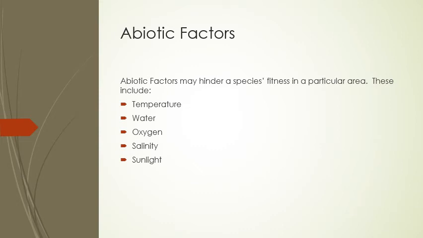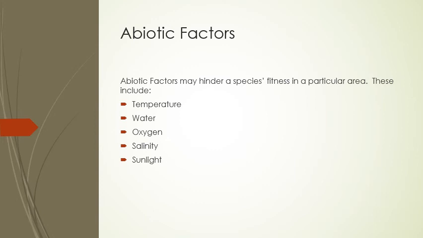Don't look at me. Not only are there biotic factors, there are abiotic factors. These abiotic factors, non-living, are going to hinder a species' ability to thrive in a particular area. Temperature, water, the amount of oxygen present, salinity, and sunlight. You guys know what salinity means? Salt. So how might temperature affect it? Right, if it's too hot and your enzymes are not evolved to live in that hot environment, your enzymes will denature, and you're not going to be able to undergo metabolic processes.